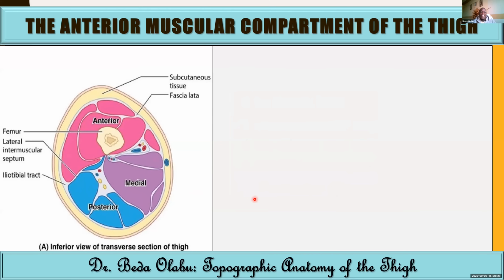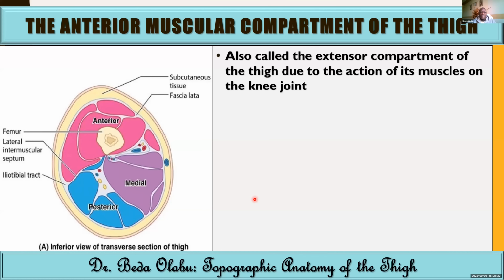Let's start with the anterior muscular compartment of the thigh. The muscles in the anterior compartment of the thigh basically are the ones that we are calling the extensor compartment. There's a reason why they're called so. We call it the extensor compartment because they cause extension at the knee joint.